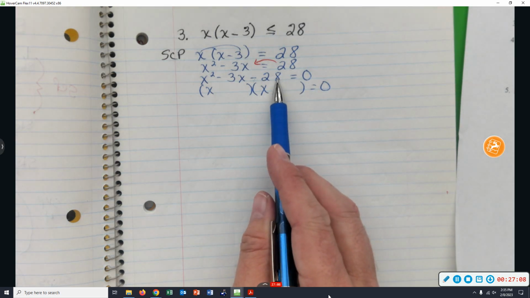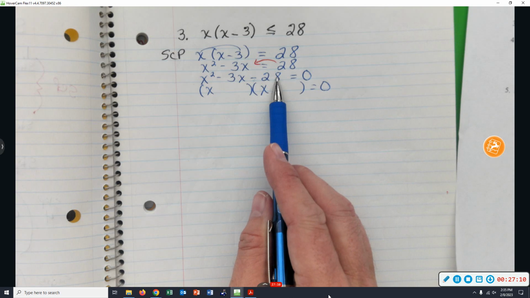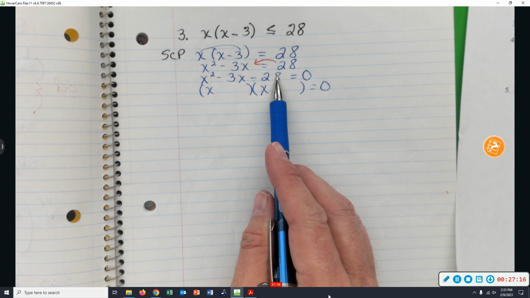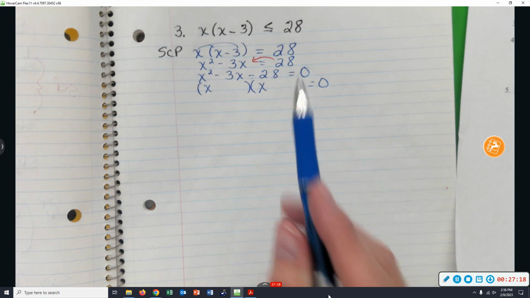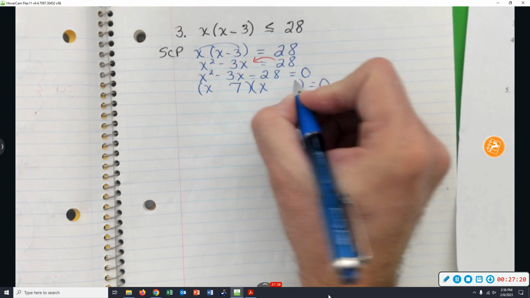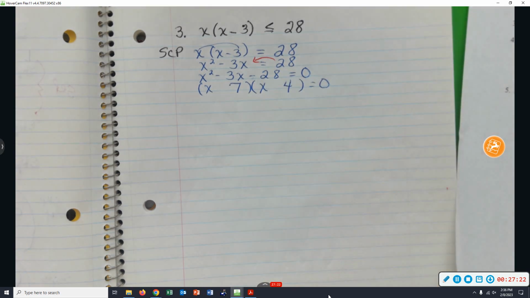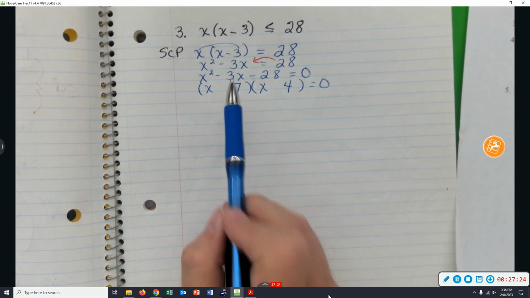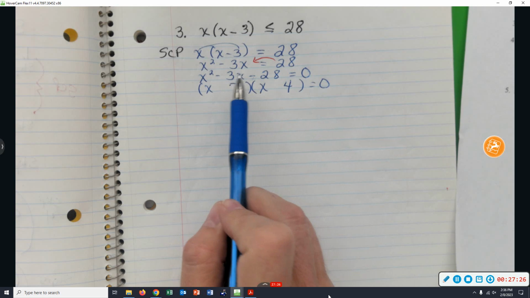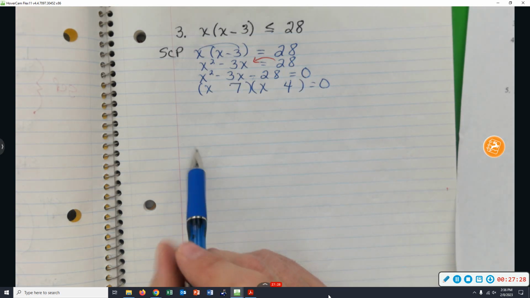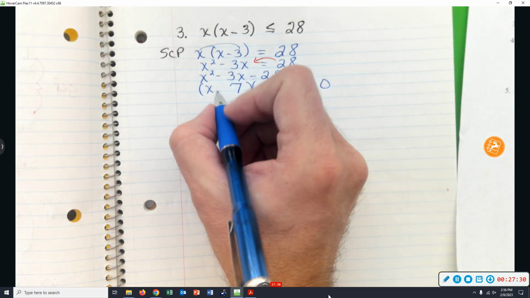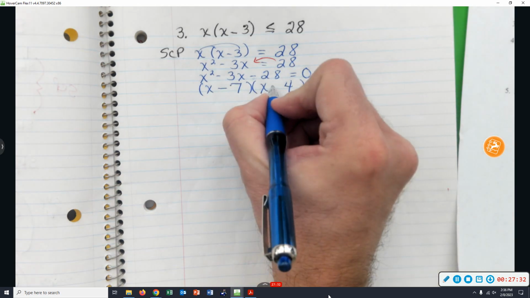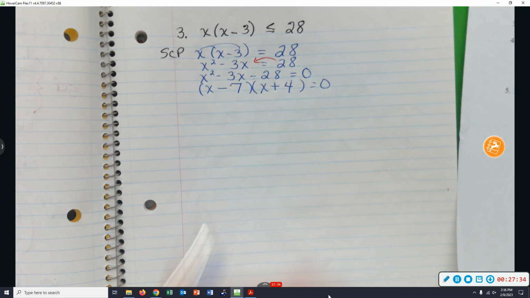Numbers that multiply together to give 28. There's 1 times 28, 2 times 14. There's another one, 7 and 4. Is that the one you're thinking will work? 7 and 4. Now, in order to get a negative 3x, how should I arrange my plus and minus? Good. Did y'all hear that? Negative in front of the 7, plus in front of the 4.